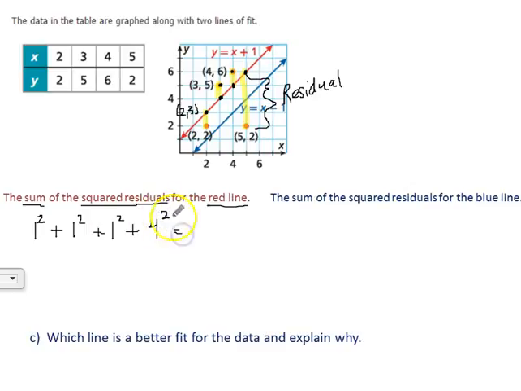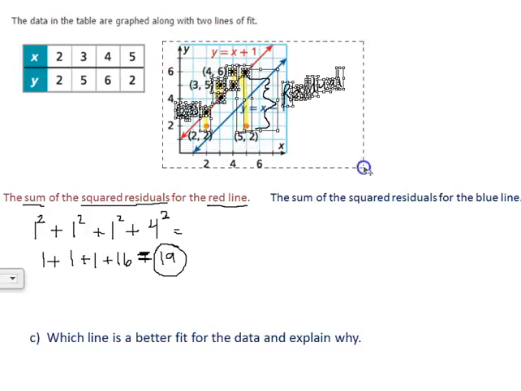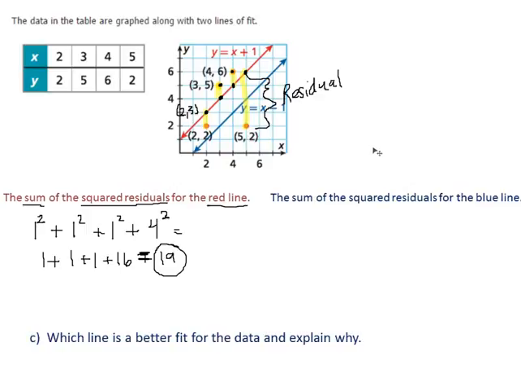So then I'm going to square that. So we need to find the sum of all of our squared residuals. So 1 squared is 1, 1 squared is 1, 1 squared is 1, 4 squared is 16. So 16 plus 3 is 19. Oops, I meant to put equals, not another plus. 19. And then we're going to do the same thing. We're going to find the sum of the squared residuals for the blue line. So I'm going to erase everything I've got up here. We're going to do the same thing with the blue line. If you need more time, go ahead and click pause before I erase everything.